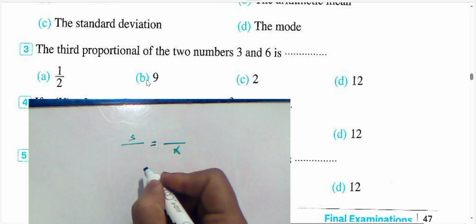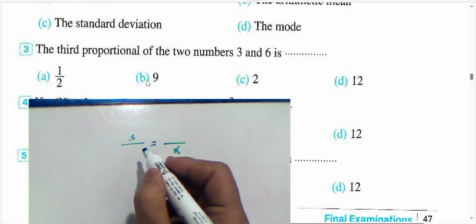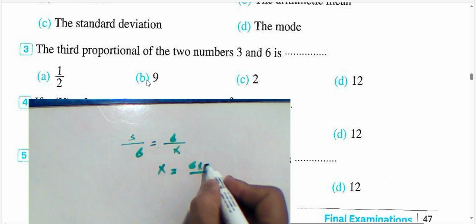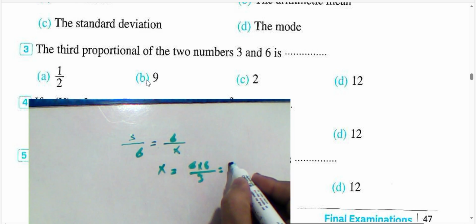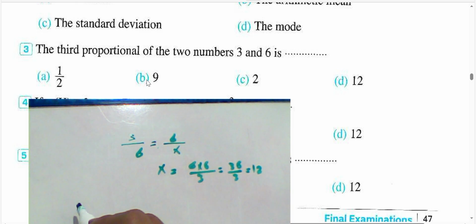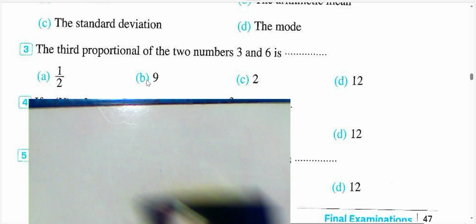Put here x referring to the third, and repeat 6 here in the middle. So the value of x equals 6 times 6 divided by 3. 6 times 6 equals 36, divided by 3 equals 12. The answer here will be 12. It shows letter D. Next example down.